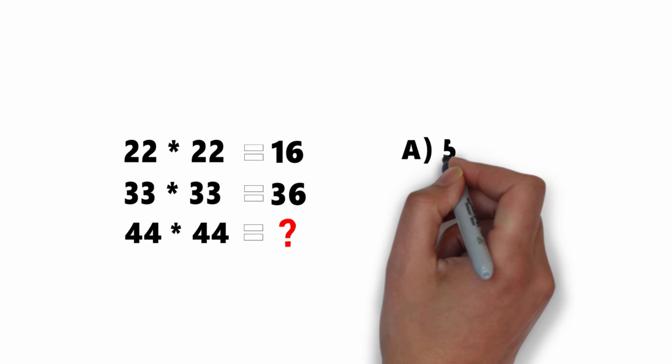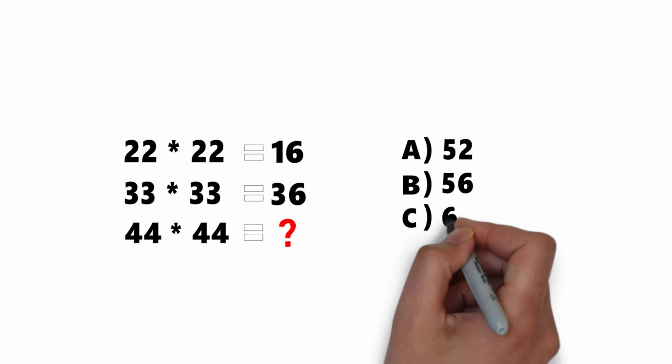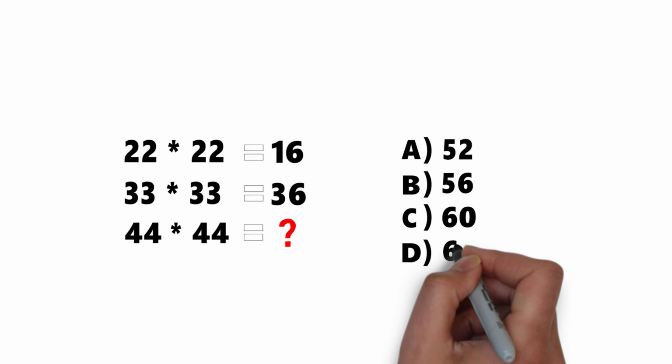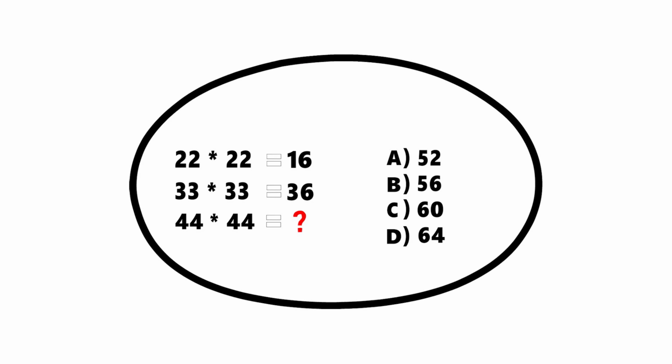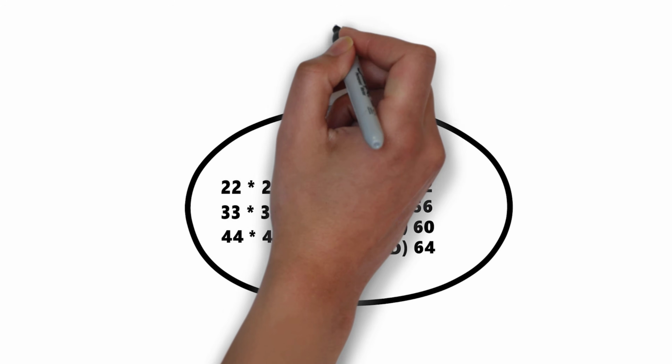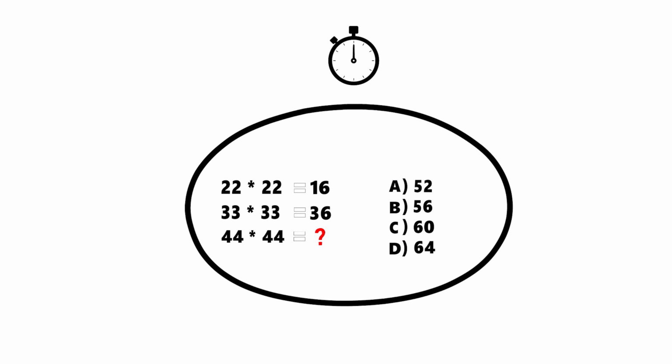You have 4 different choices. Choice A, 52. Choice B, 56. Choice C, 60. And choice D, 64. Do you see the answer? It's not obvious, so give yourself 5 to 10 seconds, maybe 10 to 20 seconds, to see if you can come up with the solution. Ready or not, I'm going to reveal the answer, and we're going to get to the correct solution together.